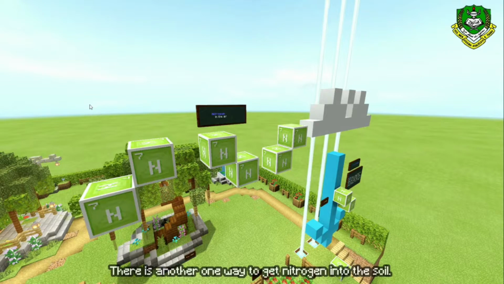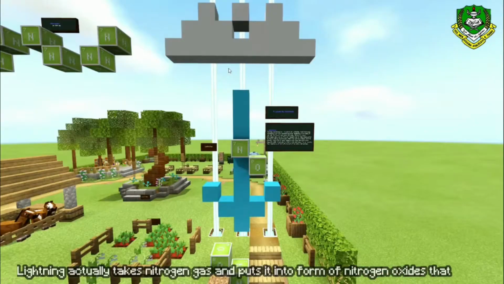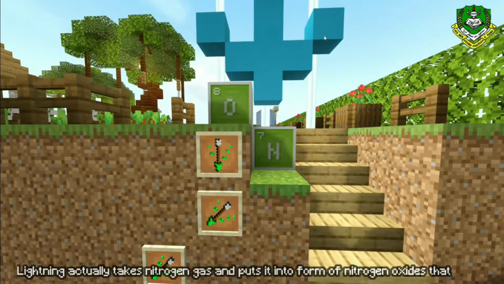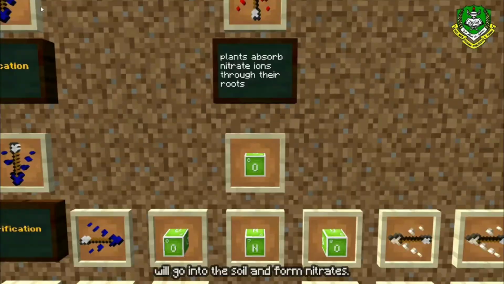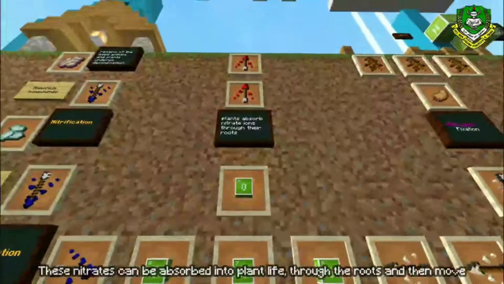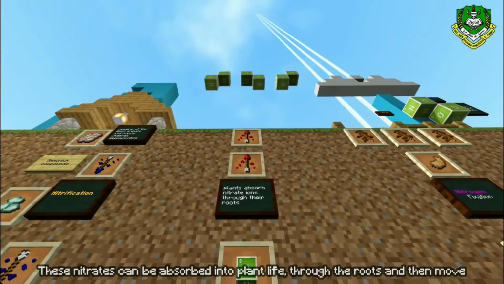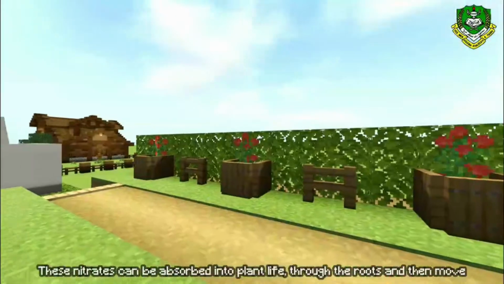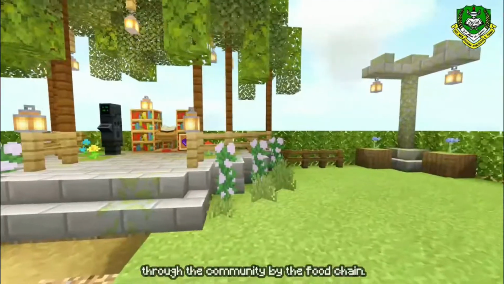There is another way to get nitrogen into the soil. Lightning actually takes nitrogen gas and puts it into a form of nitrogen oxide that will go into the soil and form nitrates. Now, our nitrogen is in a form we can use, called nitrates. These nitrates can be absorbed into plant life through the roots and move through the community by the food chain.